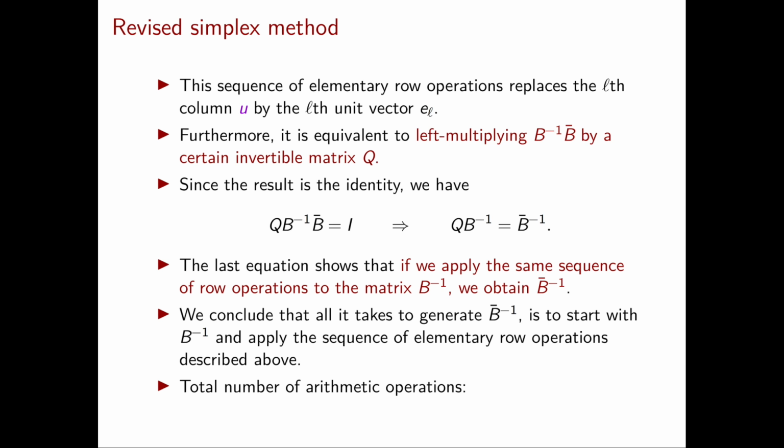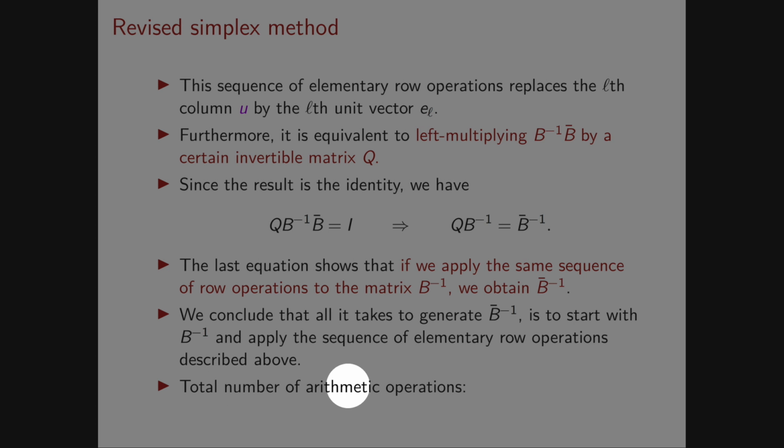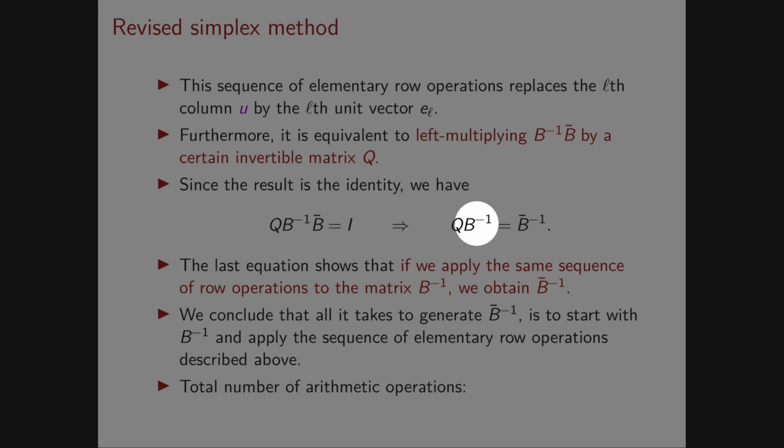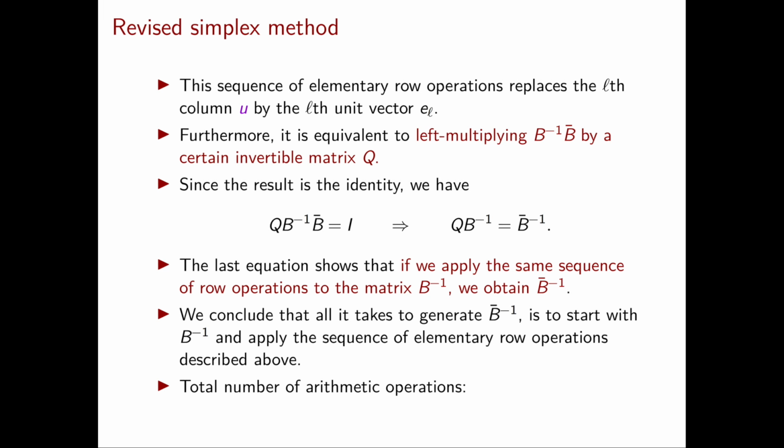So the next question is what is the total number of arithmetic operations? Obviously, we can find all the factors minus ui over ul with only big O of m operations. However, when we apply the corresponding m elementary row operations to the matrix B inverse, we will perform a constant number of operations for every entry of B inverse. Therefore, in total, we will perform a big O of m square operations.